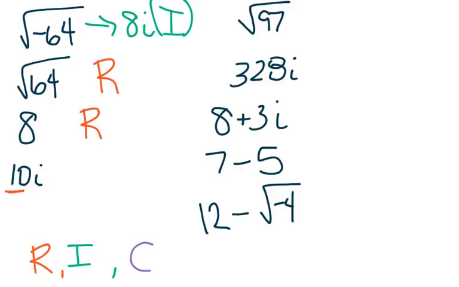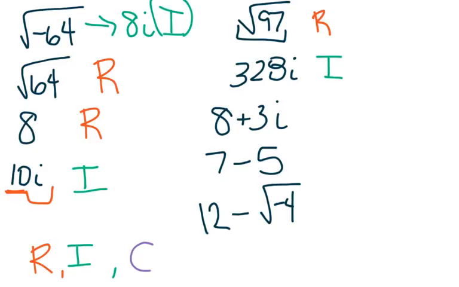10i, even though 10 is a real number, i is the imaginary value, so that is an imaginary number. The square root of 97, that's not a clear, nice, neat square root, but it is still within the subset of real numbers. There's no imaginary number or negative square roots involved. 328i, we have an imaginary number involved in here.